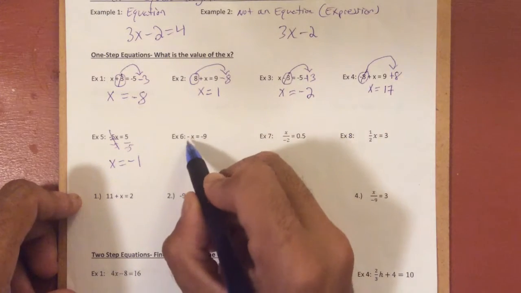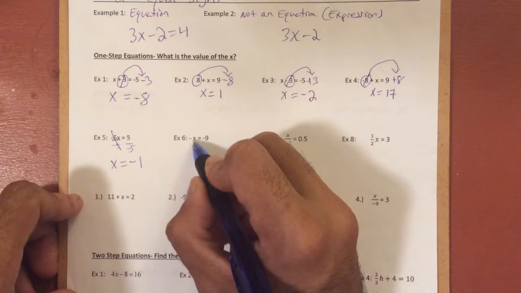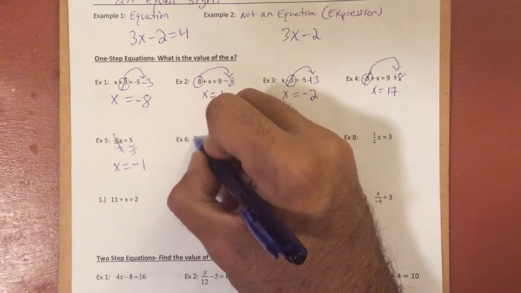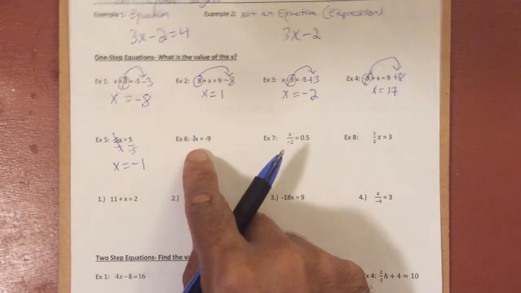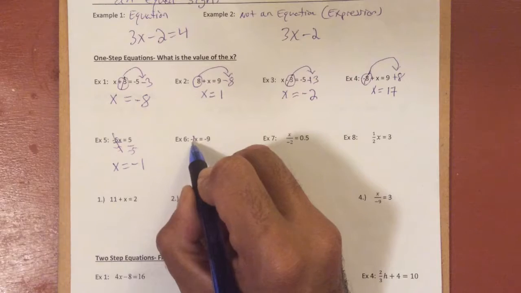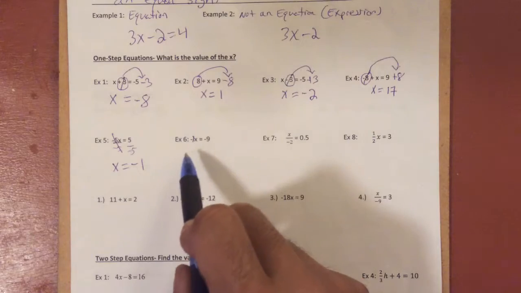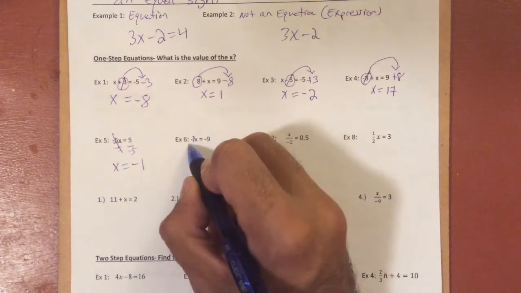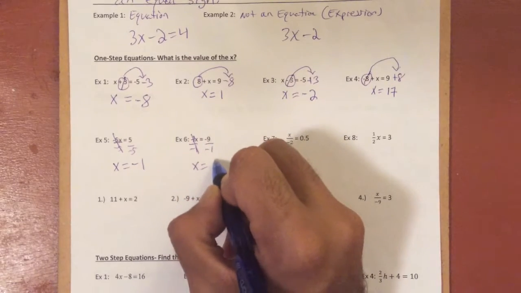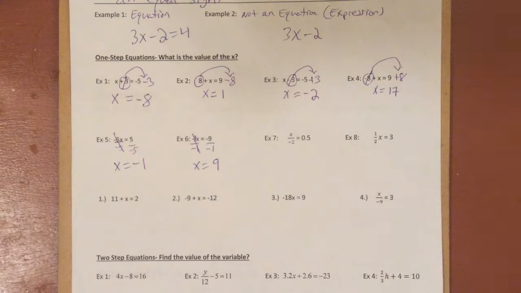Okay? So now, we have the negative x. If there's no number in front of the variable, it's implied to be a 1. So I'm going to go ahead and put a 1 there, and that becomes a negative 1x equals a negative 9. Now, because there's no symbol between this negative 1 and the x, it's implied to be multiplying. So that means I'm doing negative 1 times x. So the opposite of multiplying by negative 1 is to divide by negative 1. So x equals 9, because negative 9 divided by negative 1 is a positive 9.